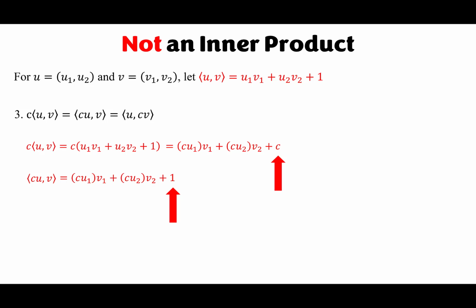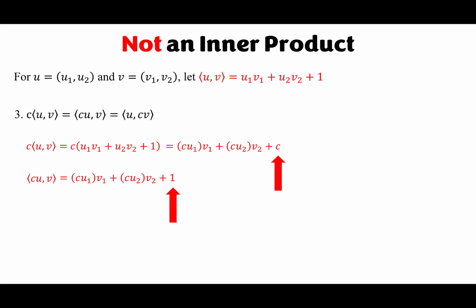If c is not equal to 1, and this has to be true for any scalar multiple, so if c is equal to 3, these two results are clearly different. So that means we do not satisfy property 3. That means this definition that we have here is not an inner product. It's not an instance of an inner product because it doesn't satisfy property 3.